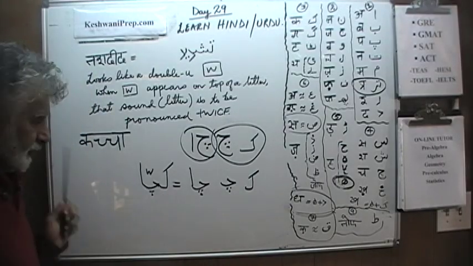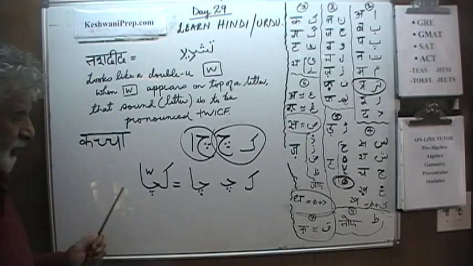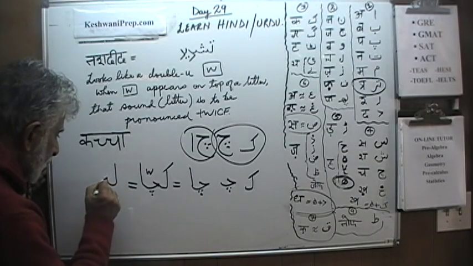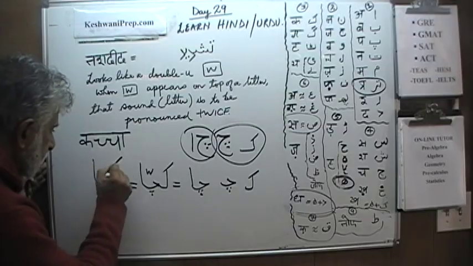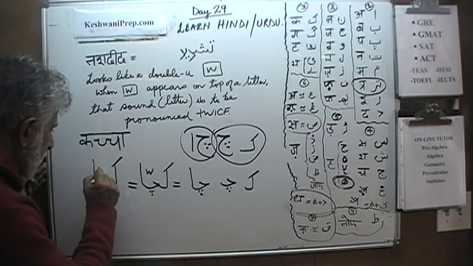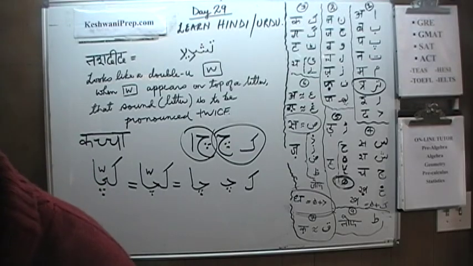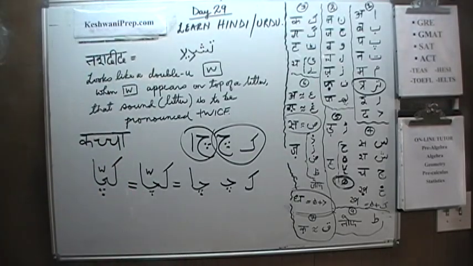Again, this is fine, there is nothing wrong with it, but if you want to write it as a grown-up person, you will write your ka and you will continue. It's a Tashdeed. Kacha. Kacha is something that is not ripe. Let's do one more, shall we?